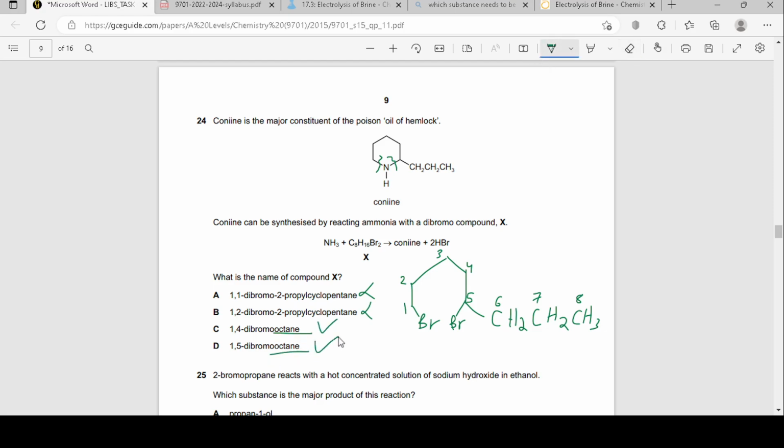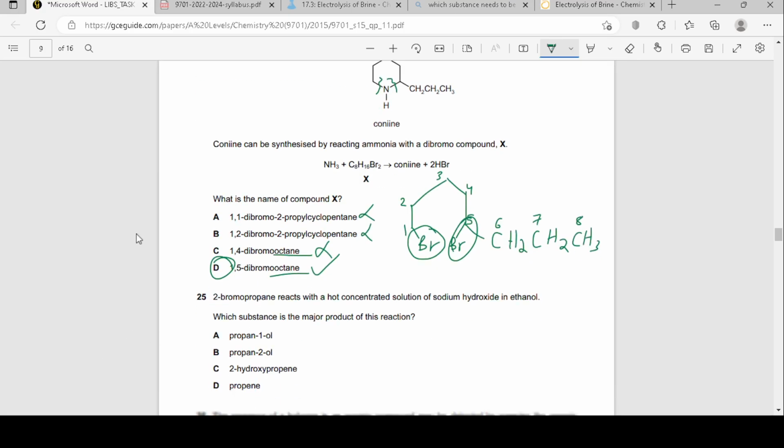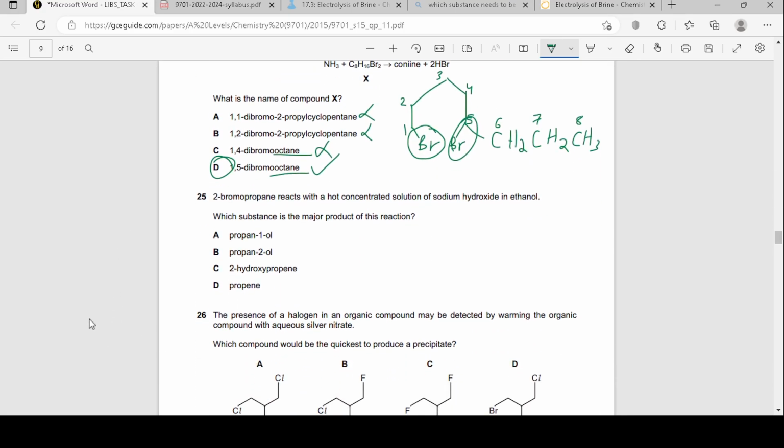Okay, so I'm going to C or D, and then I'm going to see whether it's 1, 2, 3, 4, 5. So I have a bromine attached on carbon number 1, and on carbon number 5, I have a bromine attached. So it's not 1,4-dibromooctane, it's actually 1,5-dibromooctane. So the correct answer is actually D. Okay? So yeah. Question number 25.